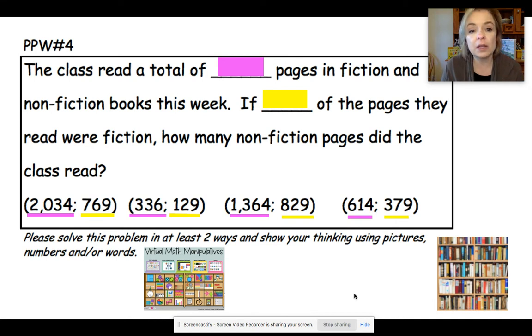Remember, if any of these sets are too hard, try it with some smaller numbers and see if you can figure it out with smaller numbers. As always, you have virtual manipulatives here that you can link through Google Classroom if you want to use them. You can use pictures, you can use numbers, you can use words. Do whatever you want. Make sure you show your thinking and make sure you solve it in two ways. And that gives us a great amount of perseverance. It also helps us be more accurate as mathematicians, and it helps us to be more flexible.